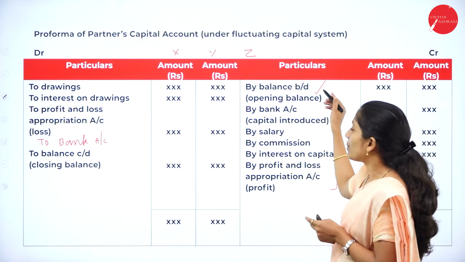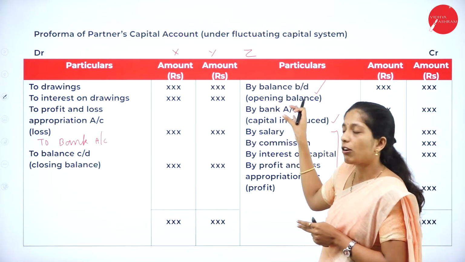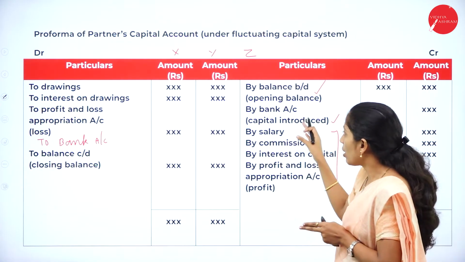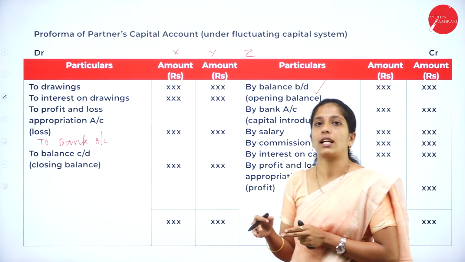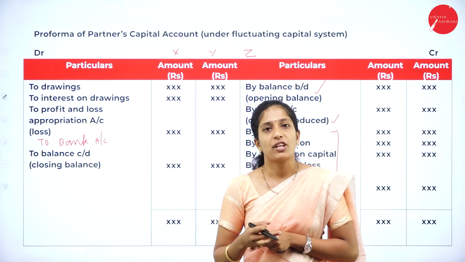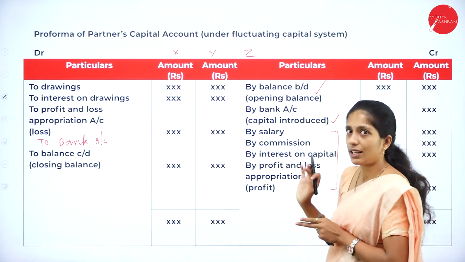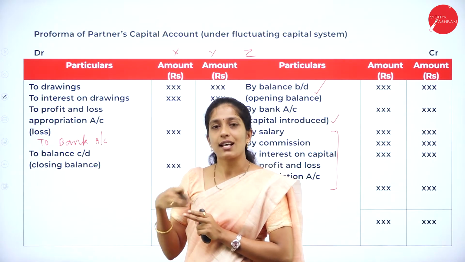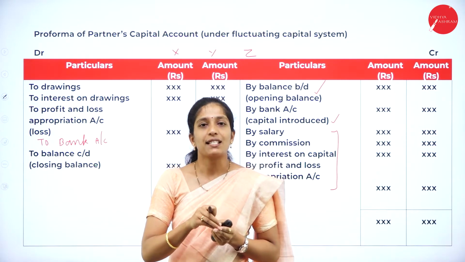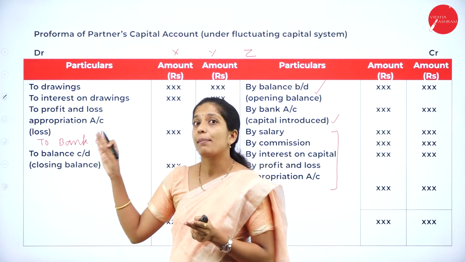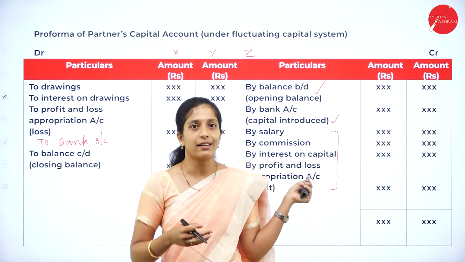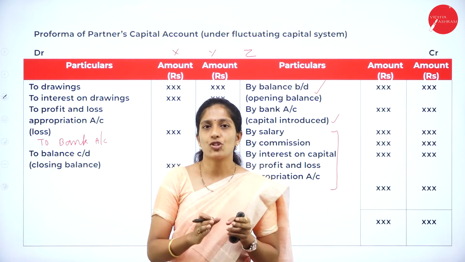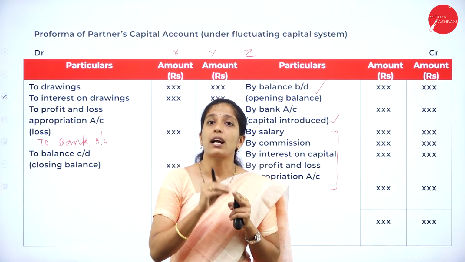So how to record? By balance brought down for the capital account balance. Next, if any capital is introduced, by bank account; and all other items like salary, commission, interest on capital, and profit and loss appropriation account profit all come under the credit side. Now coming to the debit side, we have drawings and interest on drawings. As I told you in my previous session, just remember your debit side; all the rest of the items come under the credit side. Just remember drawings, interest on drawings, and profit and loss appropriation account loss.